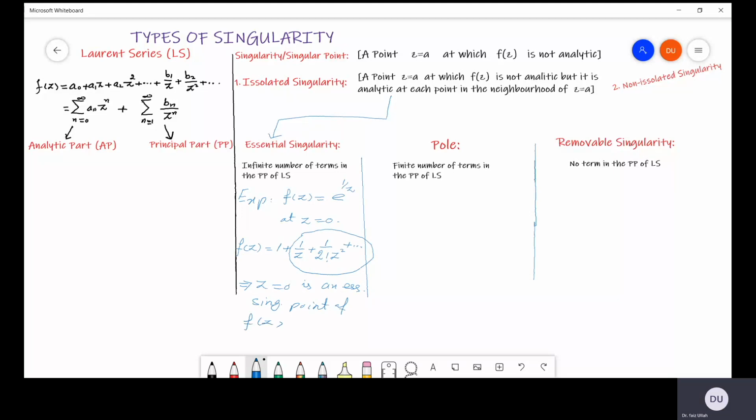And now let us discuss the other type of singularity, which is called pole. So look at the definition. If there are finite number of terms in the principal part of the Laurent series of a function, then the singularity of that function is called a pole. So let us explain this by an example. In this example, let us take a function.